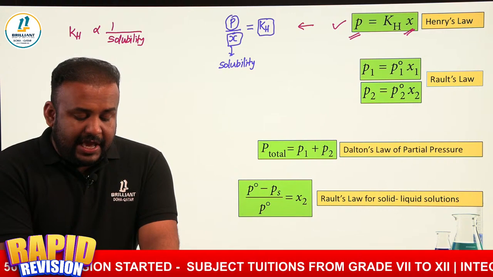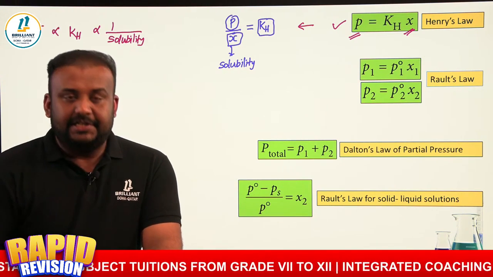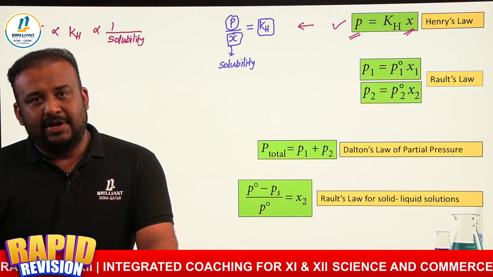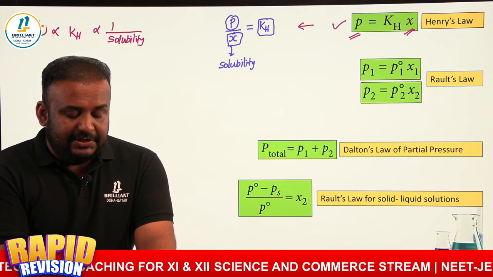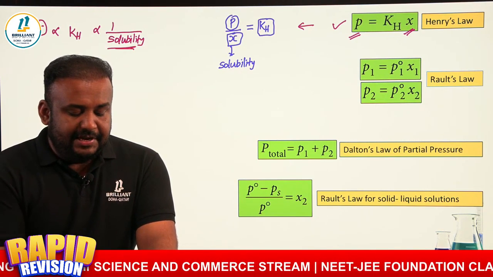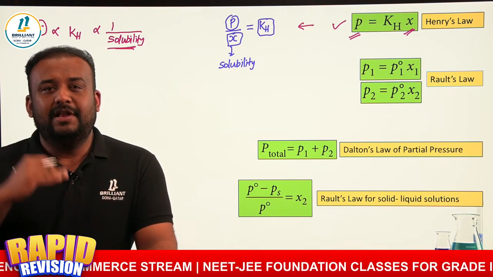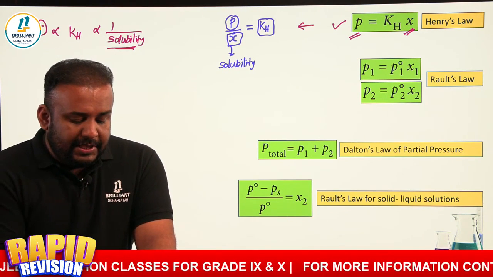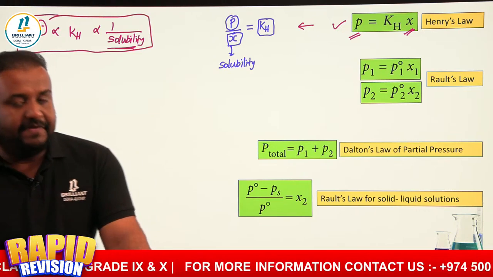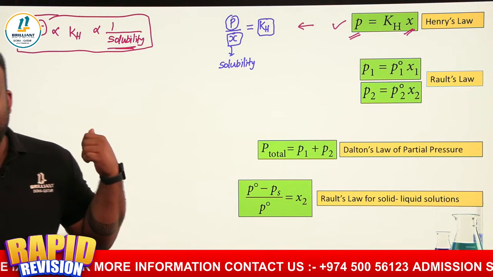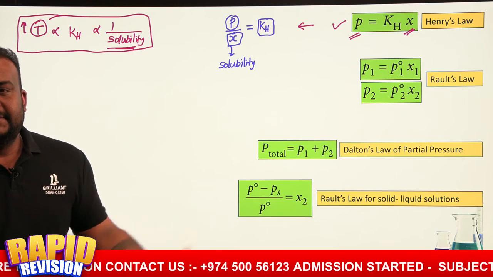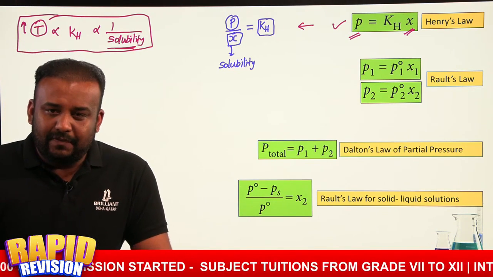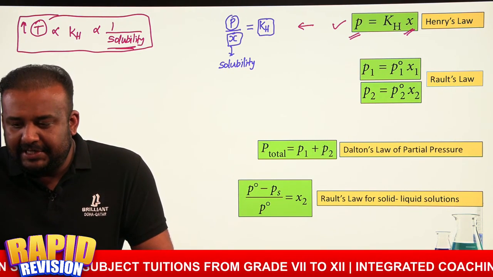And also, KH is directly related to the temperature. The higher the temperature, the more is the value of KH. Or in another way, we can relate temperature and solubility. What will happen if you raise the temperature of a gas? Its solubility in water or any solvent for that matter will decrease. So this particular relationship is very, very important. Everybody needs to remember this. Temperature is directly proportional to KH, which is inversely proportional to the solubility of the gas. Hope that point is clear.